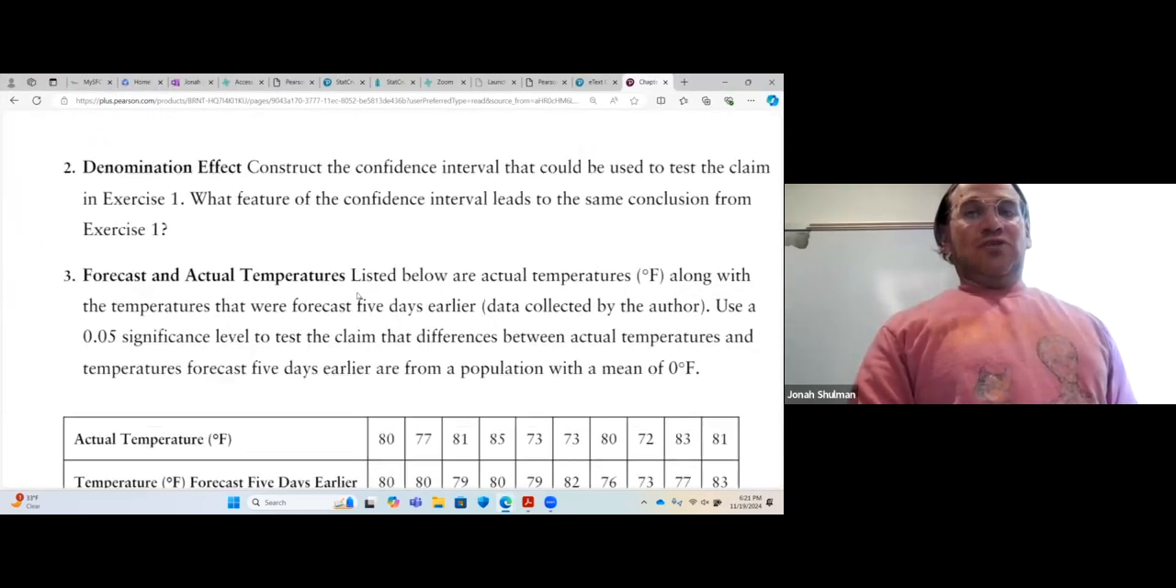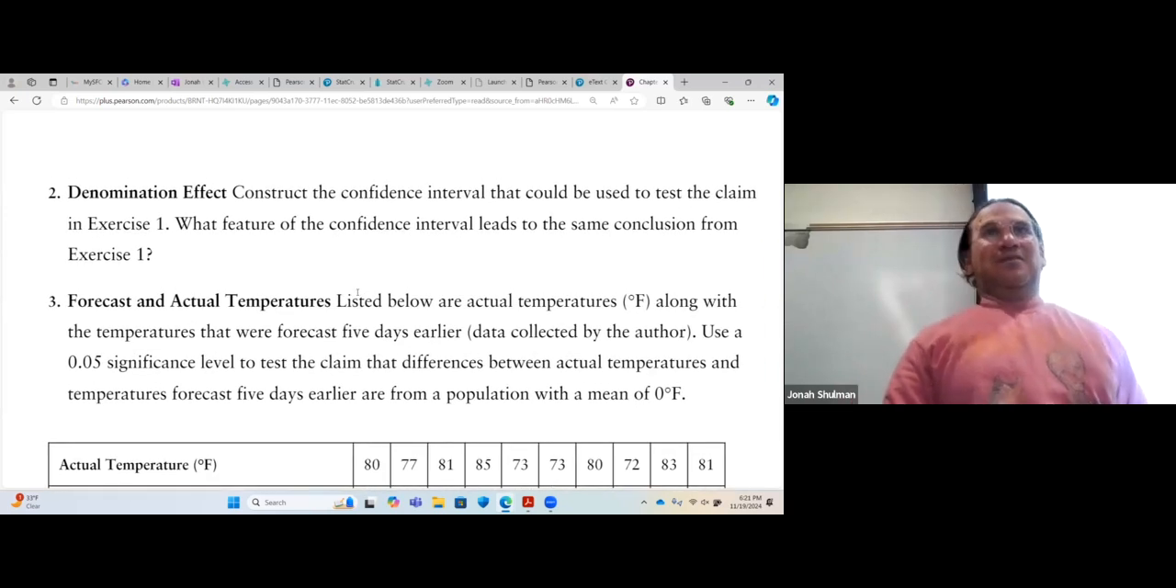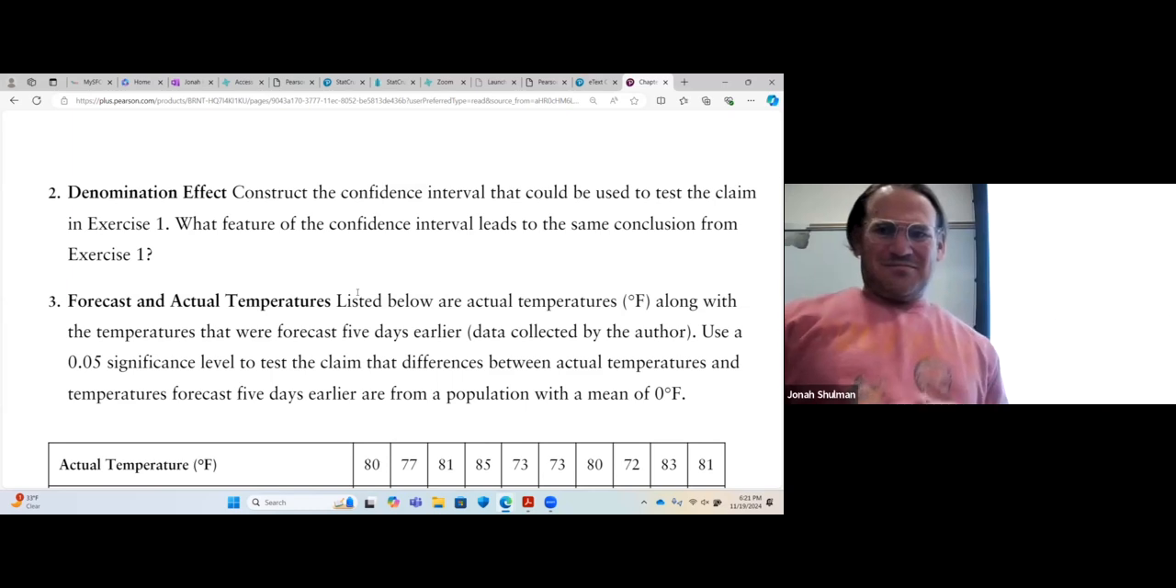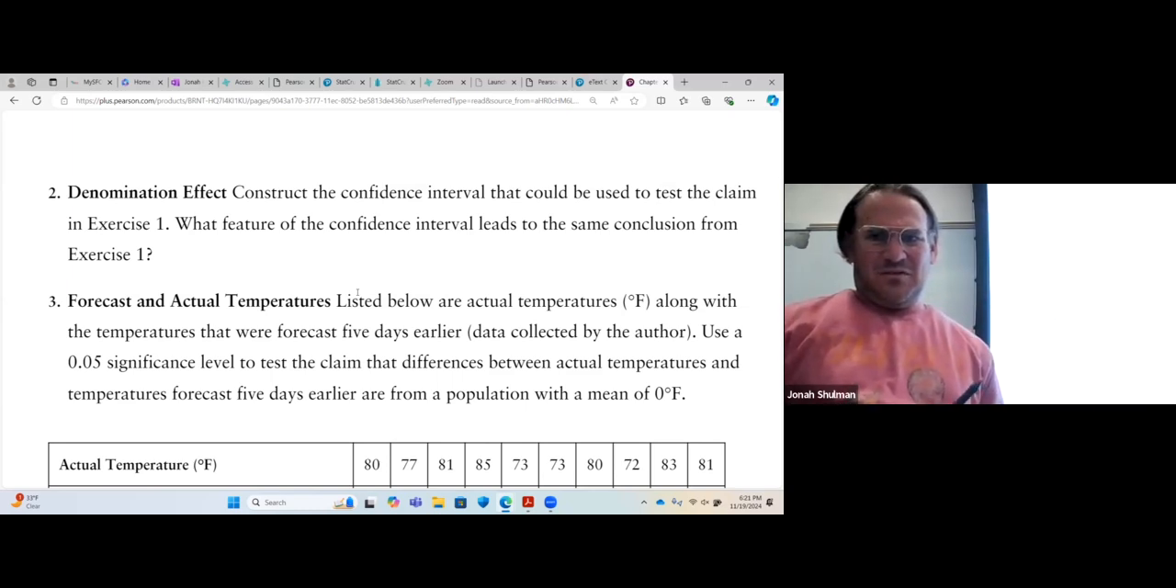Alejandro, it's much shorter. Can I trust you to read this? Okay. The confidence interval that could be used to test training exercise 1. What feature of a confidence interval leads to the same conclusion from exercise 1?